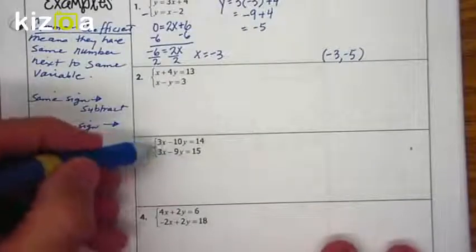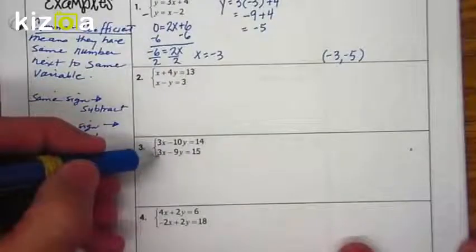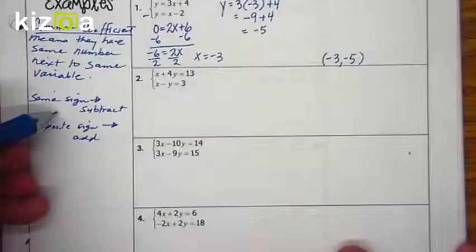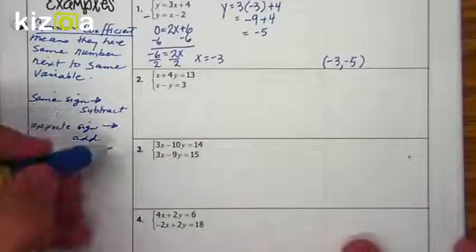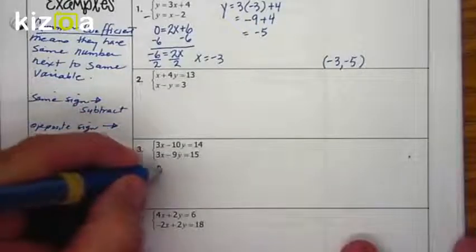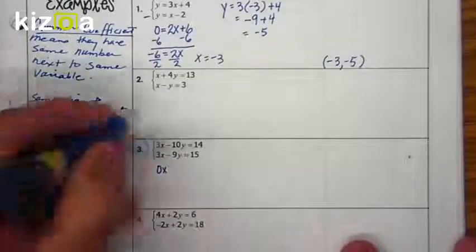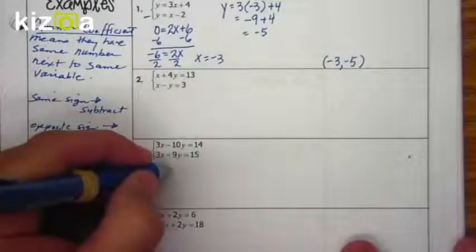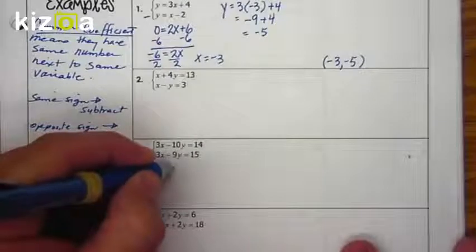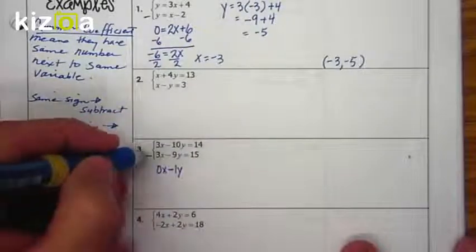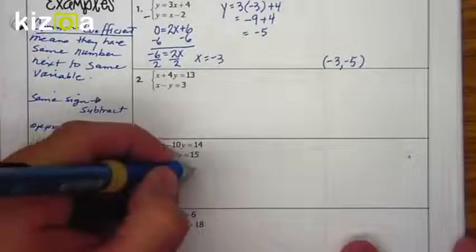You'll notice that the common coefficients in front of the x are 3. They're both positive, which is again going to allow me to subtract the two equations. Let's go ahead and do that. 3x minus 3x, well, that's a 0x. Negative 10 minus a negative 9 gives me negative 1y. 14 minus 15 gives me negative 1.